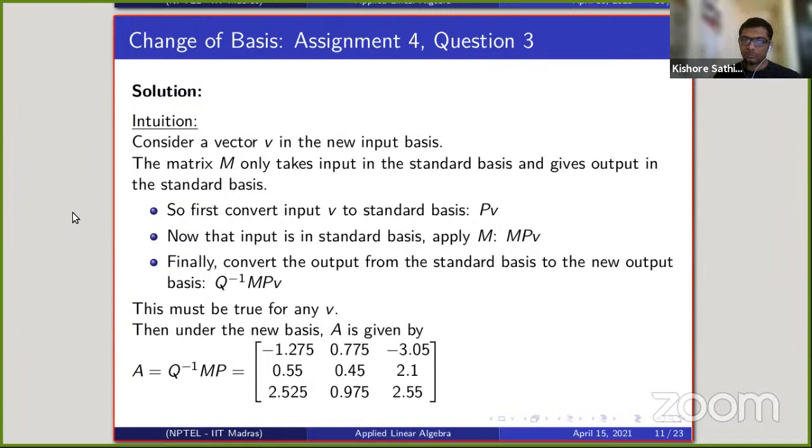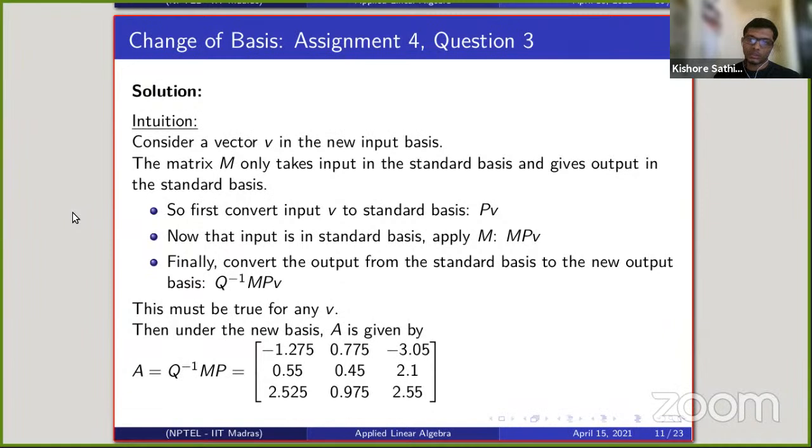So what is the first step? We have V in the new input basis, and we need to convert that to the standard basis. And we know how to do that. We just pre-multiply by P. This is what we saw in the previous slide, right? And now that PV is going to be in the standard basis, we apply M to it, because M can now take the input since it's in the standard basis. So we apply M to PV, it becomes MPV.